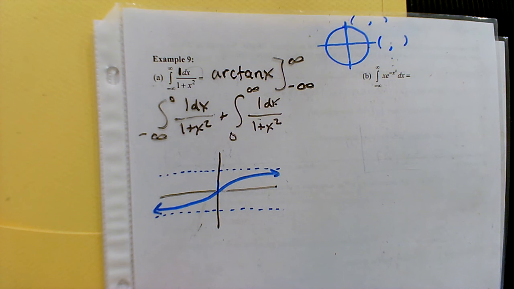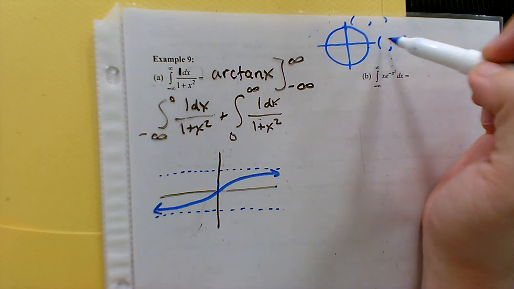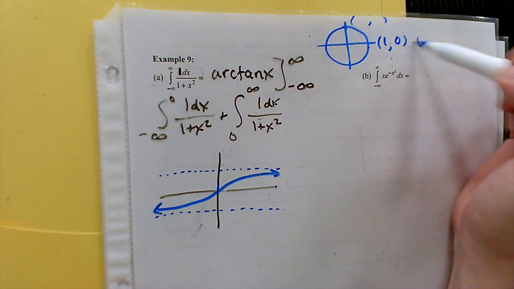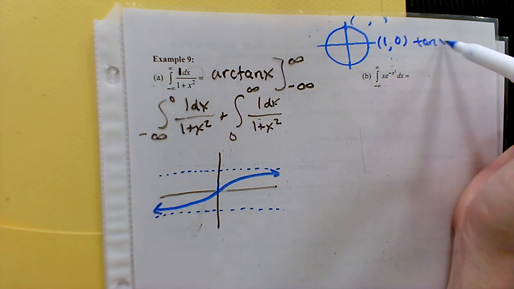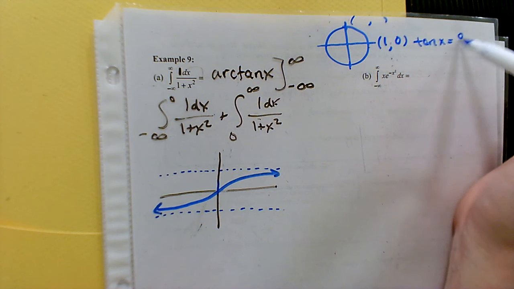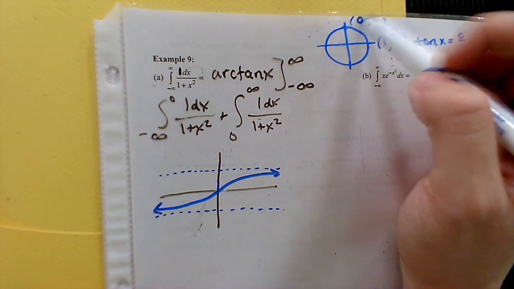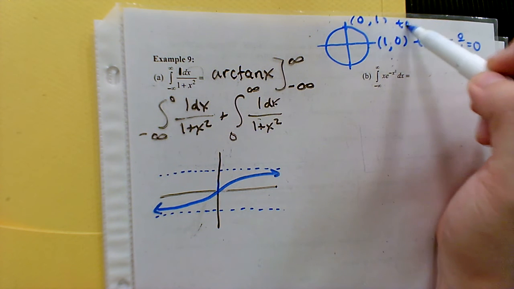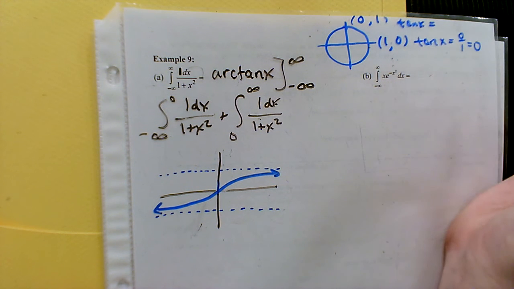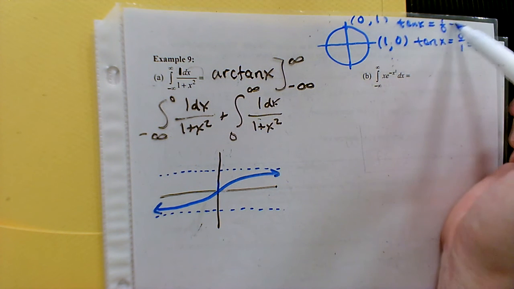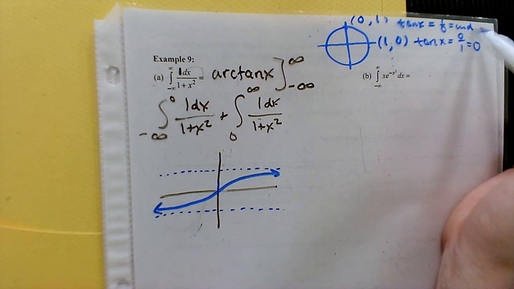Trying to think about how I want to phrase this. Let's see, this ordered pair is 1, 0. So the tangent value at that spot is 0 over 1, which is 0. This spot up here is 0, 1. So tangent would be 1 over 0, which is undefined.